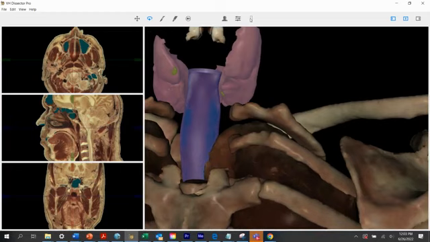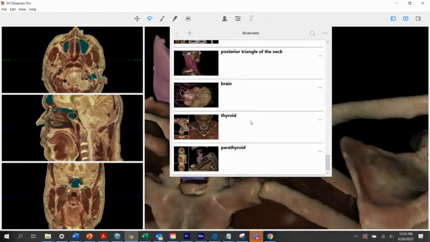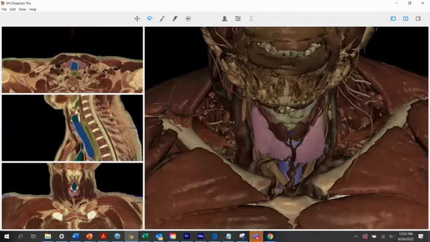Now, let's talk about the isthmus. So remember, the isthmus is going to span across the 2 lobes, or in between the 2 lobes, and be at the level, or span about the level of the second or third tracheal cartilage.